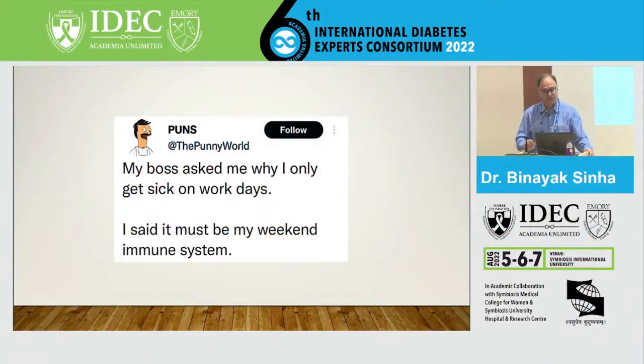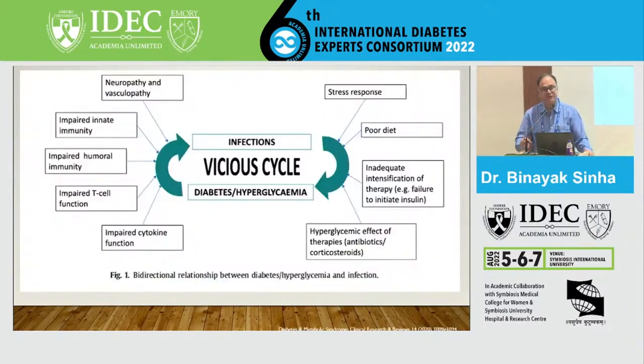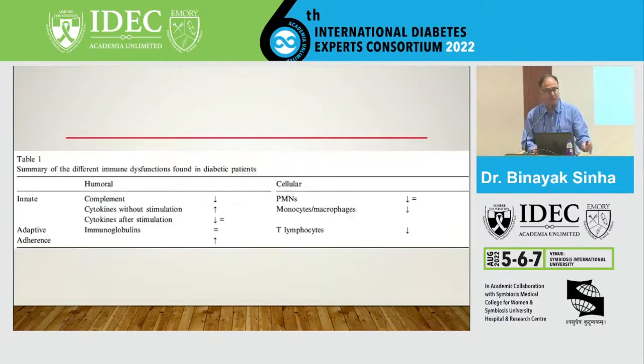In diabetes it seems that there is a vicious cycle of diabetes and hyperglycemia, which impairs innate immunity, which impairs humoral immunity, which impairs T cell function and impairs cytokine function, which along with problems like neuropathy, which makes sensation of any kind of injury or any kind of stress response or poor diet, inadequate insulin therapy and hyperglycemic effect being worsened by antibiotics and corticosteroids, makes infections become even worse than they were originally supposed to be.